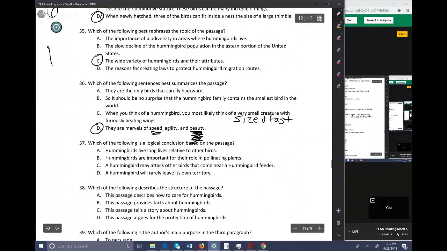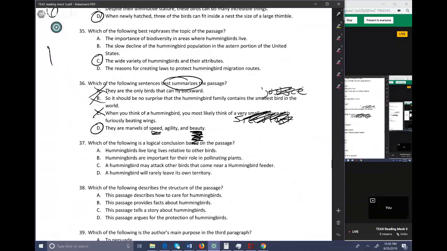And this is what I'm saying is when you do a summary and you're trying to figure out the best summary, you want the one that has the most different things that are being summarized. So if you only have two things, especially if they're two things that are less emphasized or less important, then you want to take it out. Being the only birds that can fly backwards is only one thing. That would leave you at B and D. B is just size. All that's talking about is being the smallest bird. So you've got one that just talks about size, one that just talks about flight, one that talks about size and speed, and then you've got one that talks about speed, agility, and beauty, and that's going to be your best one.